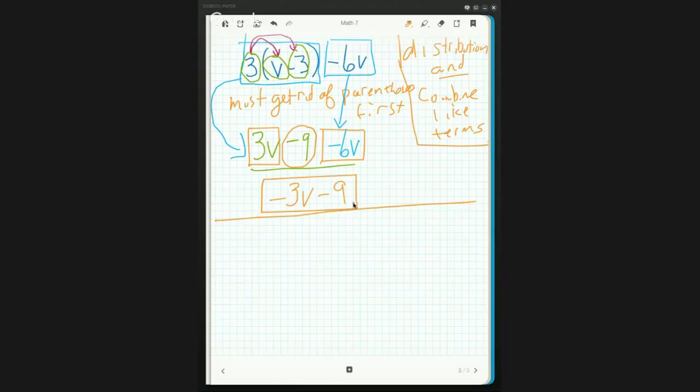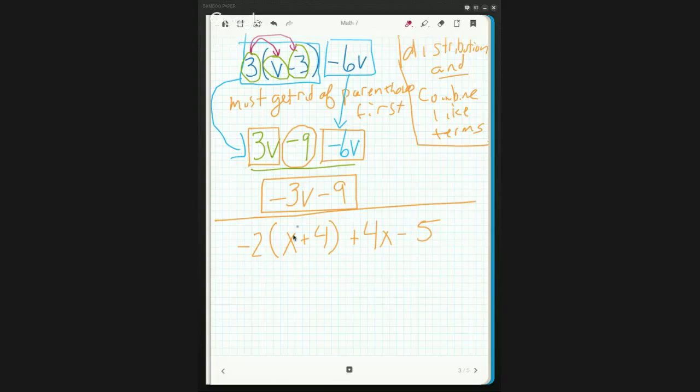So let me give you another problem while we're at it for you to try on your own. I'll even make it a little bit trickier. I'll add another term in there. So you try this one, distribute first, and then combine like terms and see how you do.